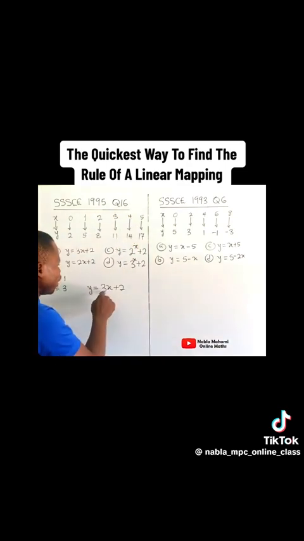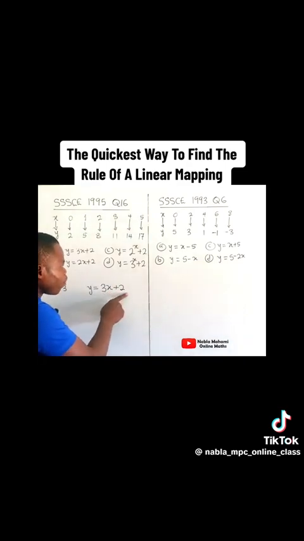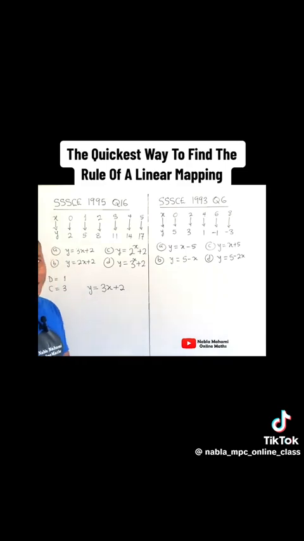If I put 4 here, 3 times 4 is 12, then 12 plus 2 is 14, and you can see that 14 is lying down there. If I pick 5, 5 times 3 is 15, 15 plus these 2 is 17, so you can see that 17 is lying down there. If I use 0, 0 times 3 is 0 plus 2, so you see that 2 is there. So this is how we find the rule for linear mapping. So for this particular question, the answer is A.